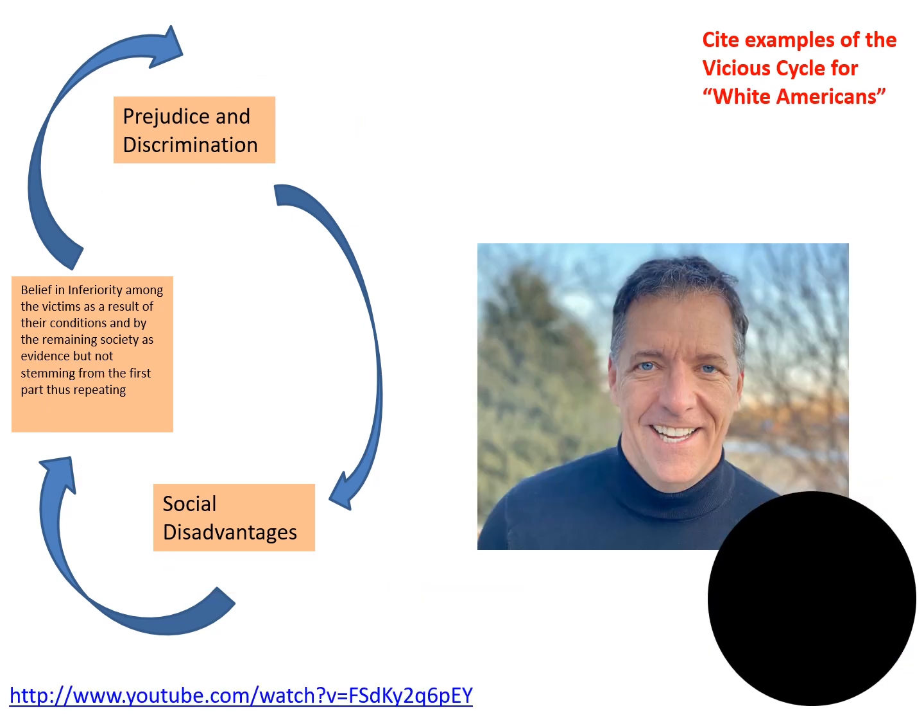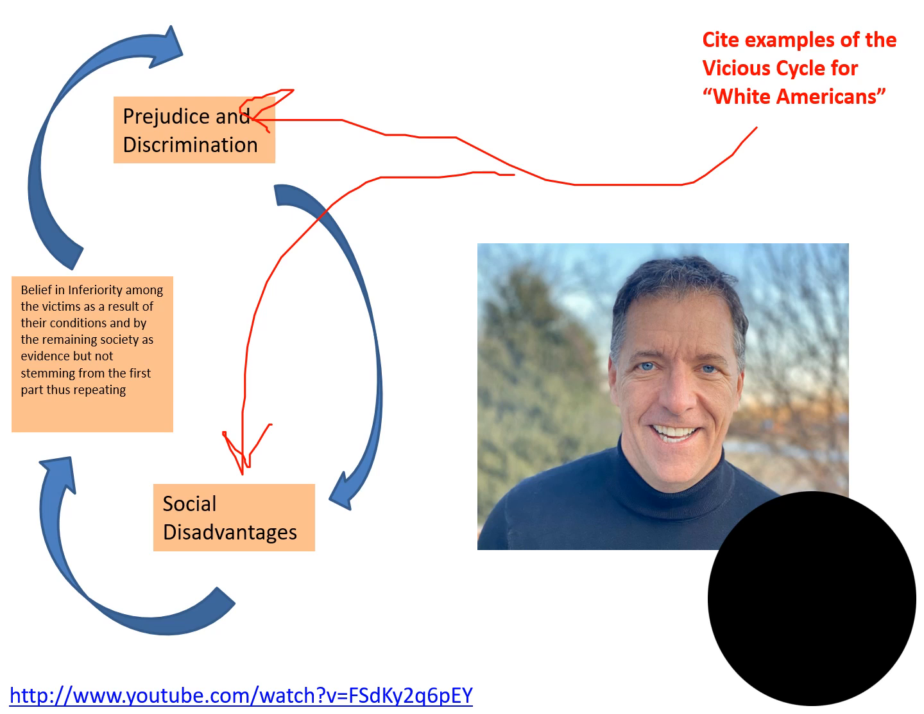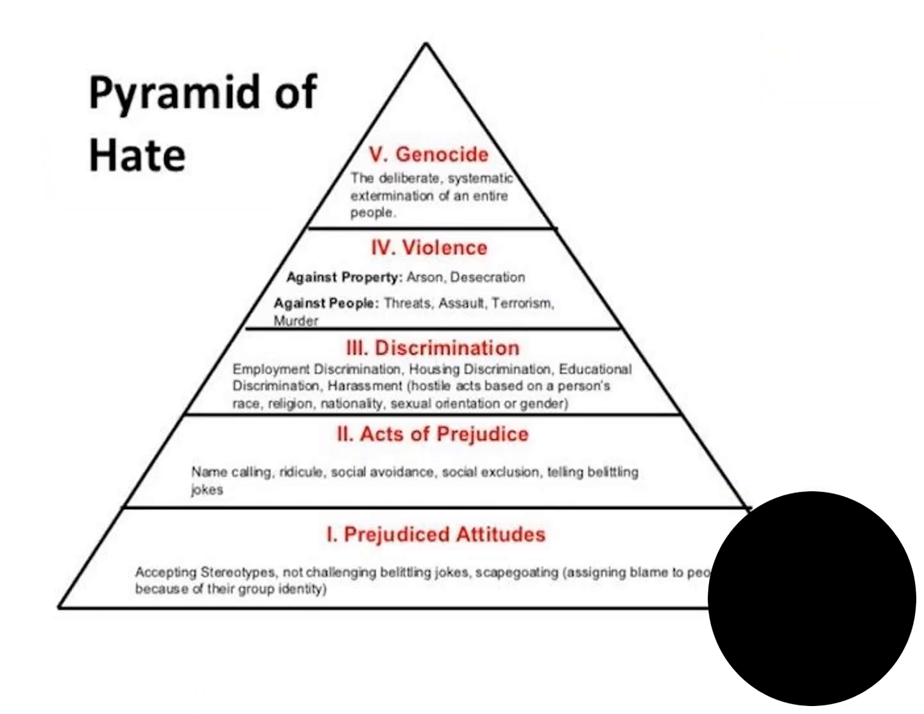The question here is whether or not other groups can be placed into the vicious cycle. So here I have a comparison to white Americans. Do white Americans experience prejudice, discrimination, social disadvantages? An example often used could be affirmative action. So you want to keep these models in mind as we proceed through this unit on the civil rights movement.